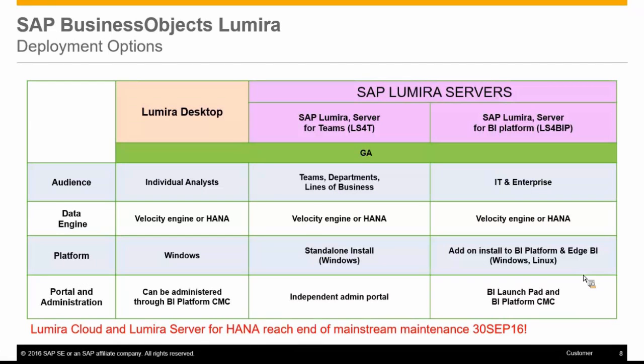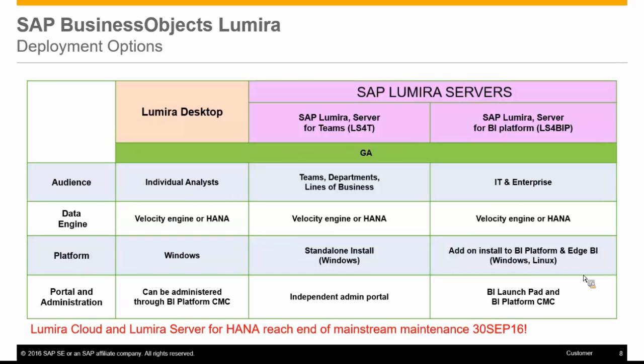Lumira has two server deployment options. A server for teams, which is mainly for a smaller group of people, and SAP Lumira Server for BI Platform, which is the add-on available for BI Platform, so which is for the enterprise.